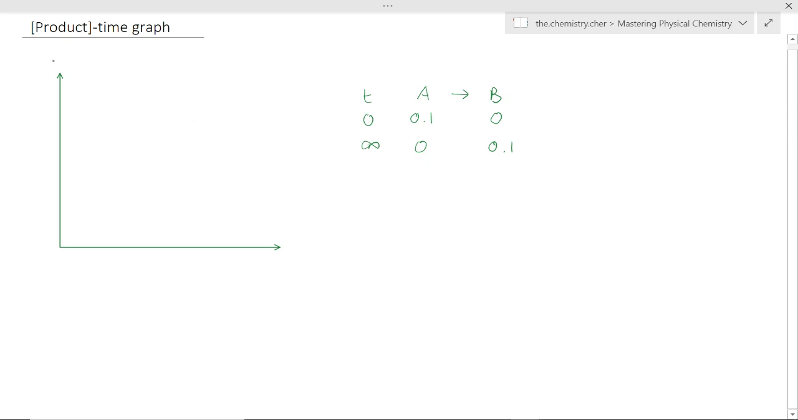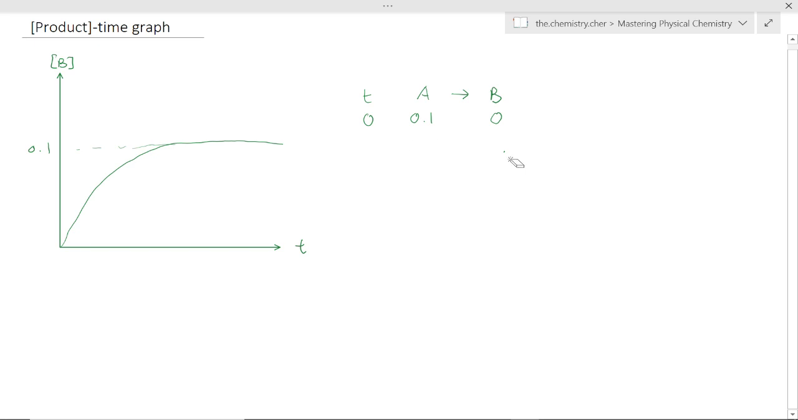So this is my concentration of B against time, and I'm going to plot a graph that looks like this. Typically, if you notice a first order graph, it will start to curve up and you will reach a plateau, which will eventually be your 0.1, which is 100%. If we were to look at this experiment as a first order reaction, we can actually use our half-life to look at this.